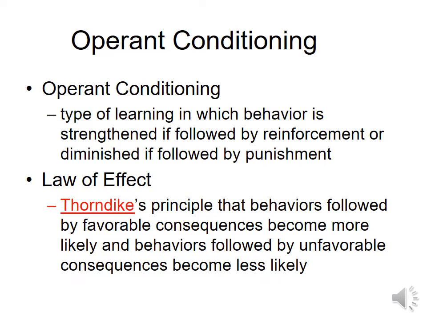As you read the definition for operant conditioning and then look at Thorndike's law of effect, you'll notice that the two are very similar. Thorndike's law of effect states that any behavior followed by a favorable consequence is more likely to happen or increase, and that behaviors that are followed by unfavorable consequences become less likely or decrease. That feels like a lot of common sense, but as we're going to see moving forward, there's a lot of science behind this. Operant conditioning is going to be based off of this principle.